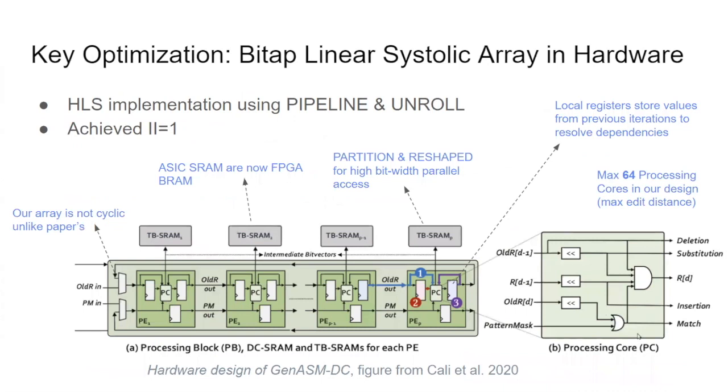So the linear systolic array in hardware was achieved through pipelining and unrolling, and the systolic array has a depth of 64 cores. We were also able to achieve an II of 1 through partitioning and reshaping the traceback BRAMs for higher bit width parallel access. And these traceback matrices are stored in the FPGA-DRAM, unlike the ASIC SRAM in the paper.